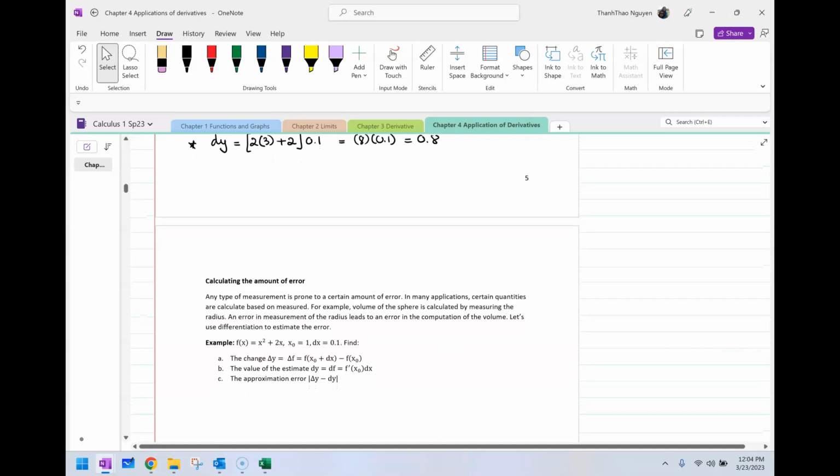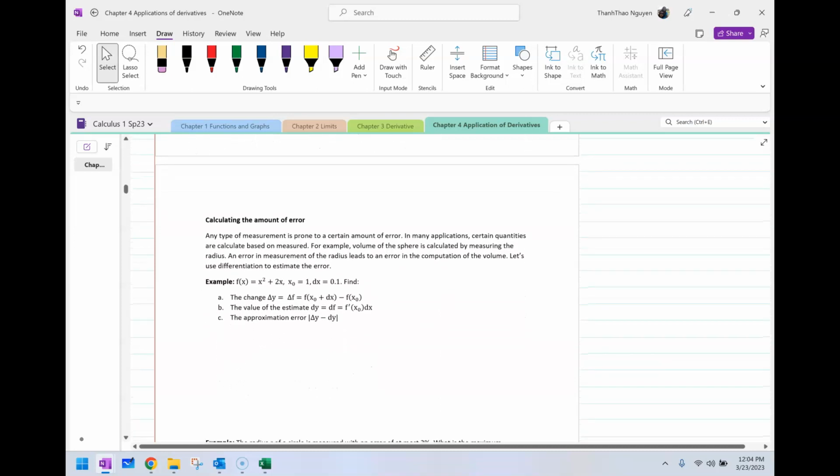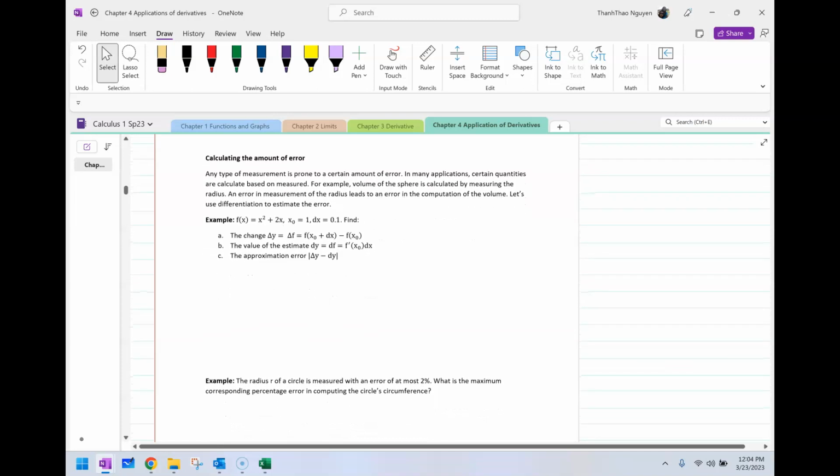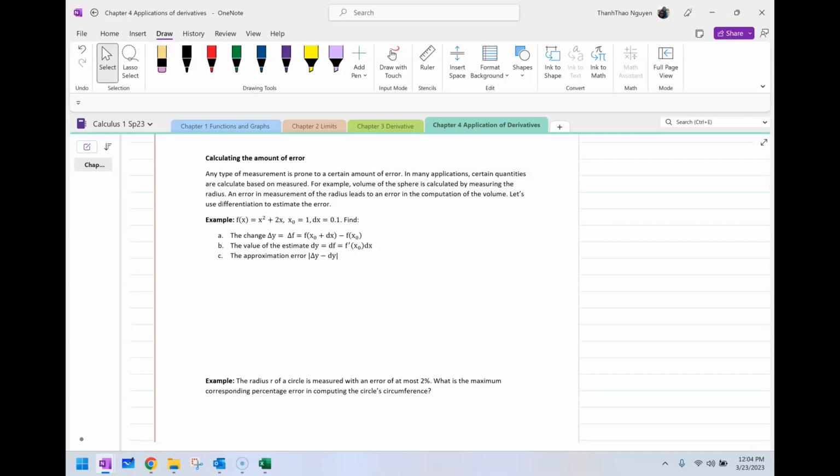Calculate the amount of error. Any type of measure is prone to a certain amount of error. In many applications, certain quantities are calculated based on the measure. For example, the volume of a sphere is calculated from the measure of the radius. The error in measure of the radius leads to an error in computation of the volume or the surface area. Let's use differentiation to estimate that error. So the error is the difference between dy and delta y. How big is that error?